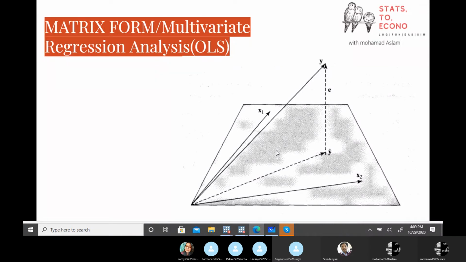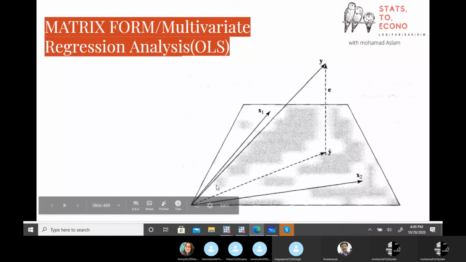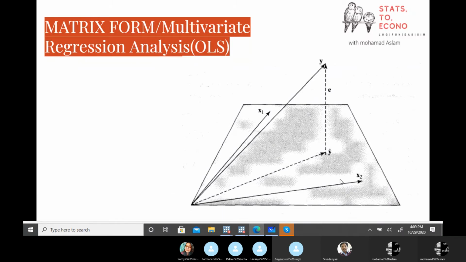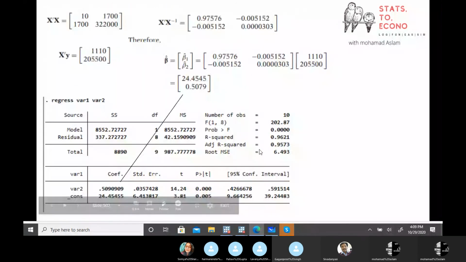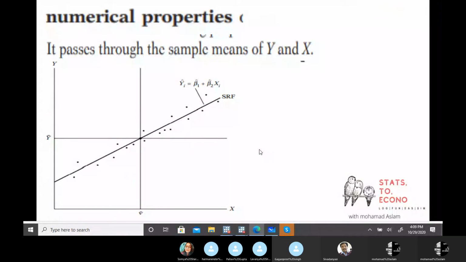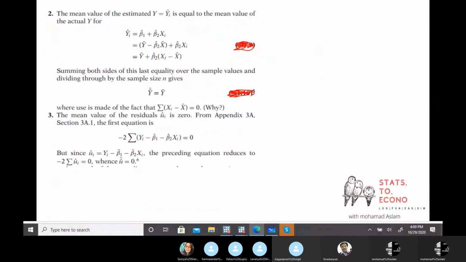But just to get an idea, if you have a dependent variable and two independent variables, x1 and x2, so it's a three-dimensional type of thing. You can imagine it, but it's not possible to draw this. But this is how you can have this imagination about more than one variable. So this is the first simple numerical property of the OLS.